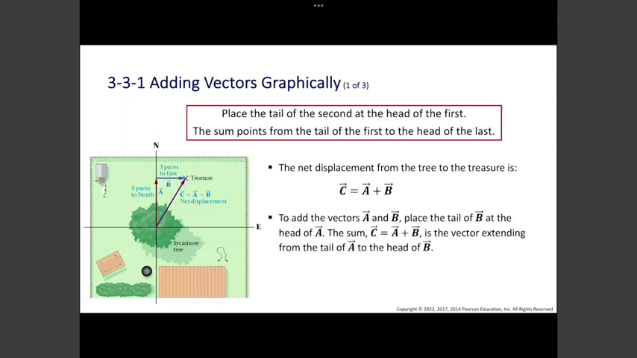Now to add the vectors A and B, we place the tail of vector B at the head of vector A, and then the sum vector C points in the direction extending from the tail of vector A to the head of vector B.